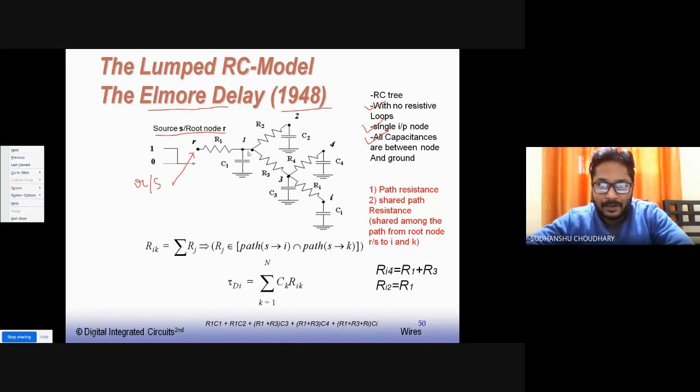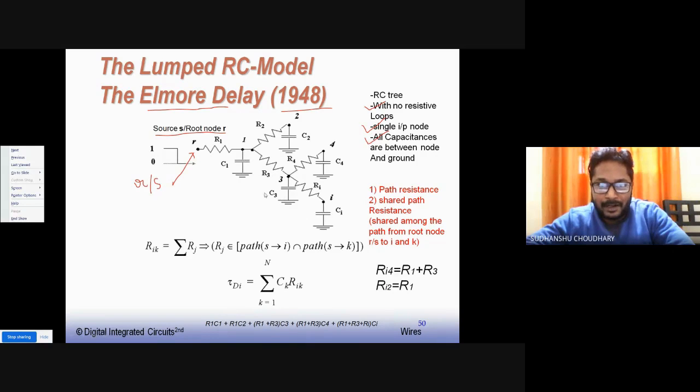So this circuit has been divided into nodes, like for example node 1, this is node 2, 3, 4, and let us say node I. So you have capacitance between node and ground, not between a node and another node, or maybe mutual capacitances between these nodes. So capacitance is only between node and ground. Then only this Elmore delay model can be applied.